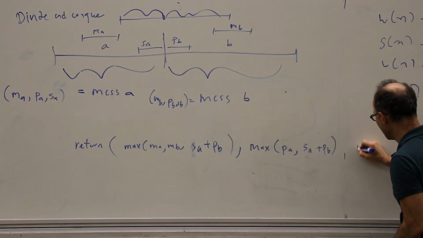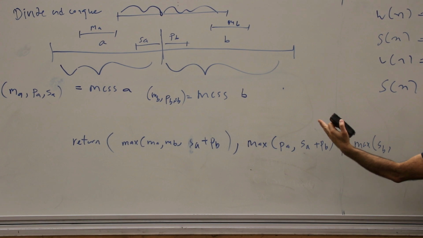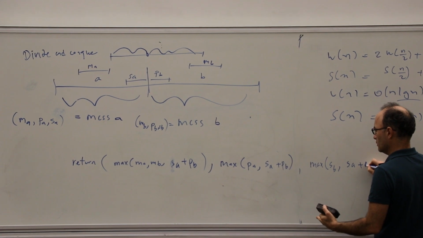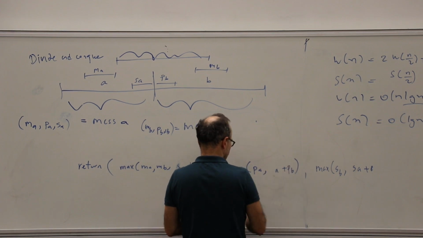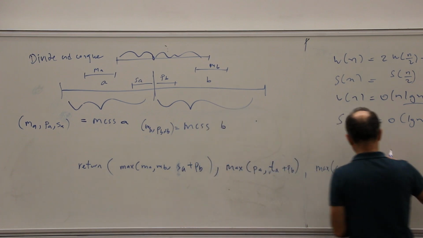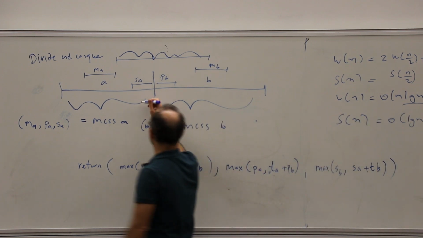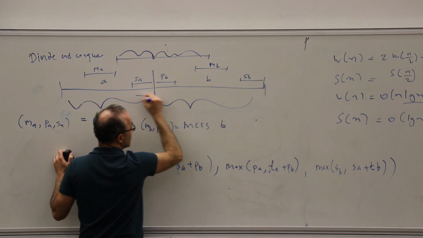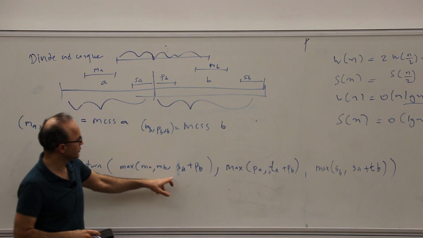The suffix is either PB, SB, or SA plus, oh God, did I mess up something? Oh, SA, no, it should be, let's use another thing. Let's use T, total of A. So SA plus total of B, right? Because our suffix is either this, SB, or it's this whole thing. That's a possibility. So that means that in addition, we also need to compute the totals.